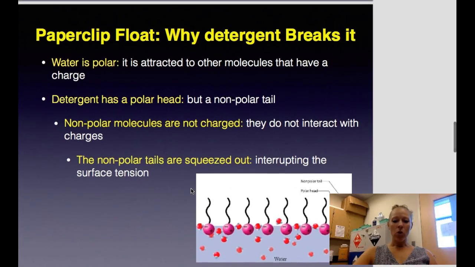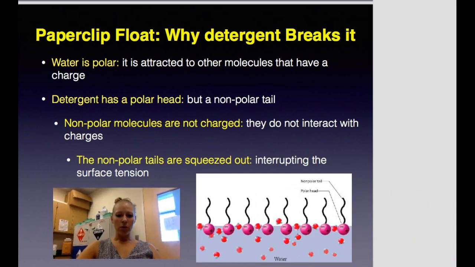And then we put some soap into the water. And we said that soap is amphipathic, amphi meaning both. So if we have an amphibian, that's an organism that lives both on water and land, like a frog. So here, if it's amphipathic, the soap molecules, or the detergent molecules, are going to be both polar and nonpolar. So here we have the polar heads, and we have nonpolar tails.